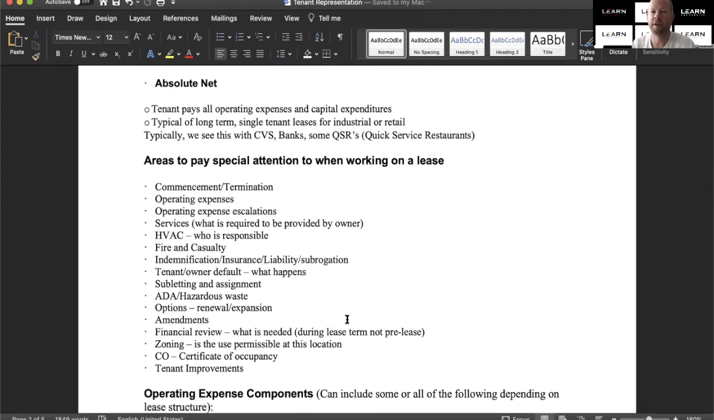Amendments. Just make sure if you have any amendments, they are attached, you fully understand, you know the timelines, you know what they spell out. Financial review, what is needed during lease term, not pre-lease.